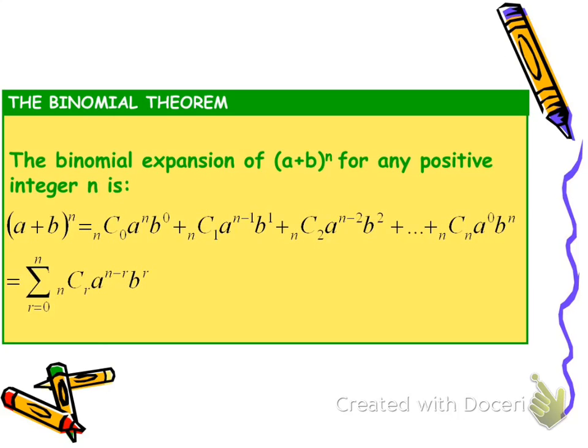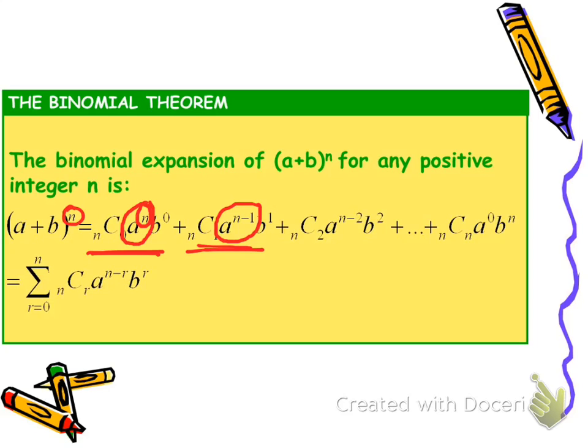First, let's look at the a term. Notice with the a term, in the first term of our expansion, the a term is raised to our exponent, to n. But then look at the second term. In the second term, that a term is being raised to the n minus 1 power, meaning 1 degree less.